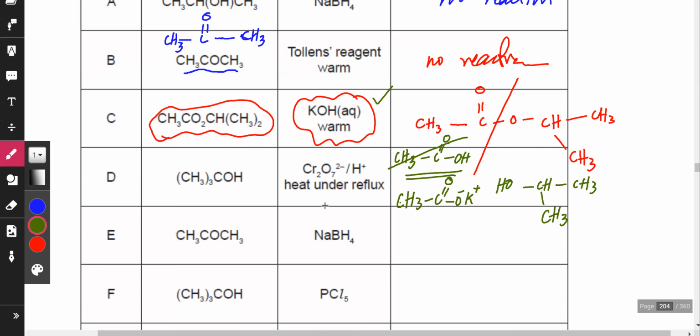Okay, next one. Now again, there's this oxidation happening. What type of alcohol do you think this is? Primary. Let's have a look. It's COH, right? And there are three CH3s attached.